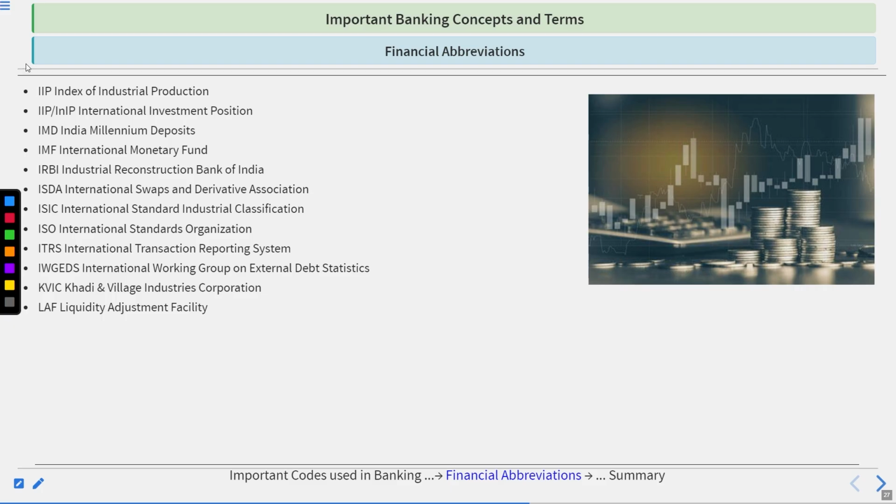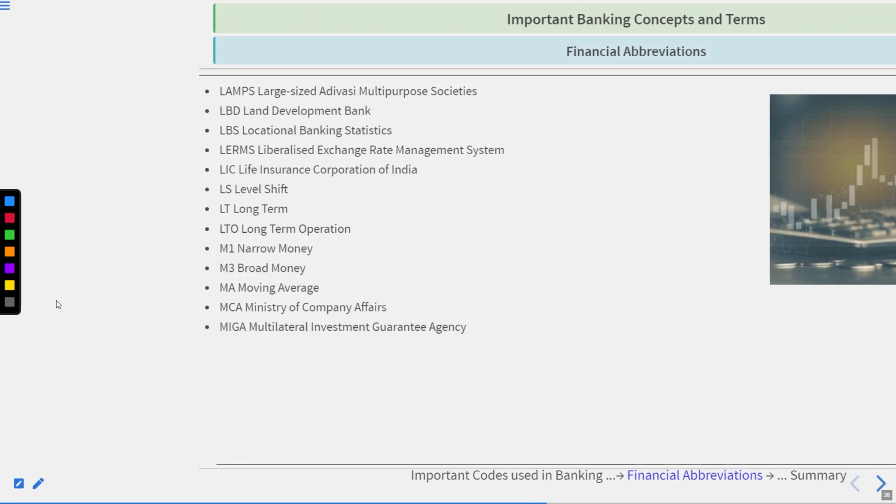Thereafter, IIP Index of Industrial Production, IIP and IIQ International Investment Position, IMD India Millennium Deposits, IMF International Monetary Fund, IRBI Industrial Reconstruction Bank of India, ISDA International Swaps and Derivatives Association, ISIC International Standard Industrial Classification, ISO International Standards Organization, ITRS International Transaction Reporting System, IWGEDS International Working Group on External Debt Statistics, KVIC Khadi and Village Industries Corporation, LAF Liquidity Adjustment Facility.